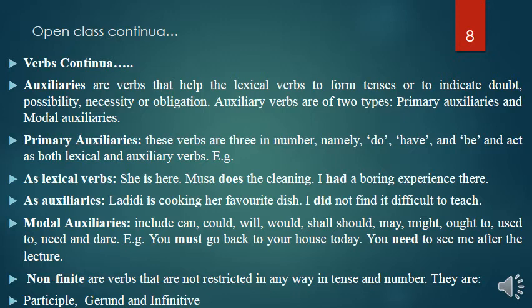Use e.g. you must go back to your house today. Must here is the modal auxiliary verb. You need to see me after the lecture. Need is the modal auxiliary verb in this particular sentence. The non-finite verbs are verbs that are not restricted in any way in tense and number. They are participle, gerund, and infinitive.